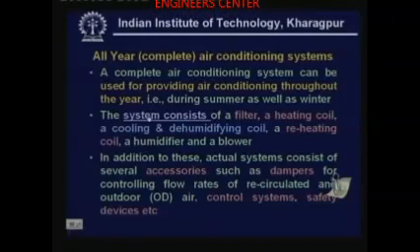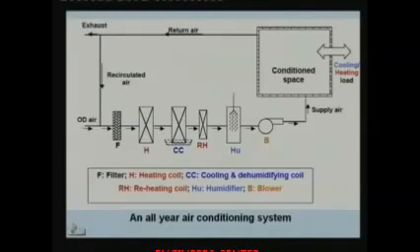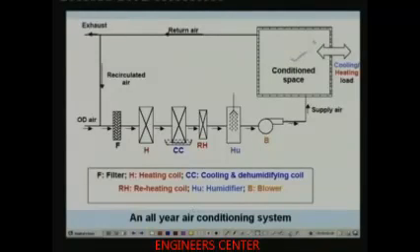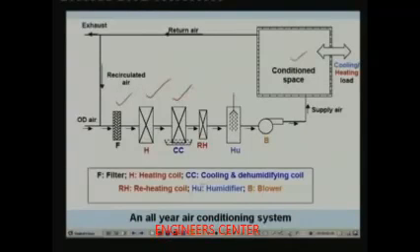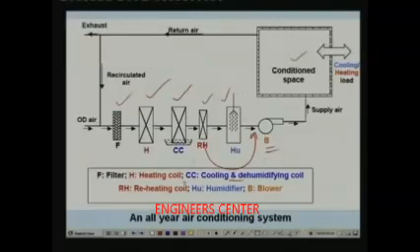So, let me quickly show a schematic of a complete or all year air conditioning system. So, this is a typical all air conditioning system. This is your conditioned space, and you have a filter for purifying the air, you have a heating coil, you have a cooling and dehumidification coil, you have a reheater. Of course, the reheater can be here or it can be here, and you have a humidifier and you have a blower for circulating the air, right.